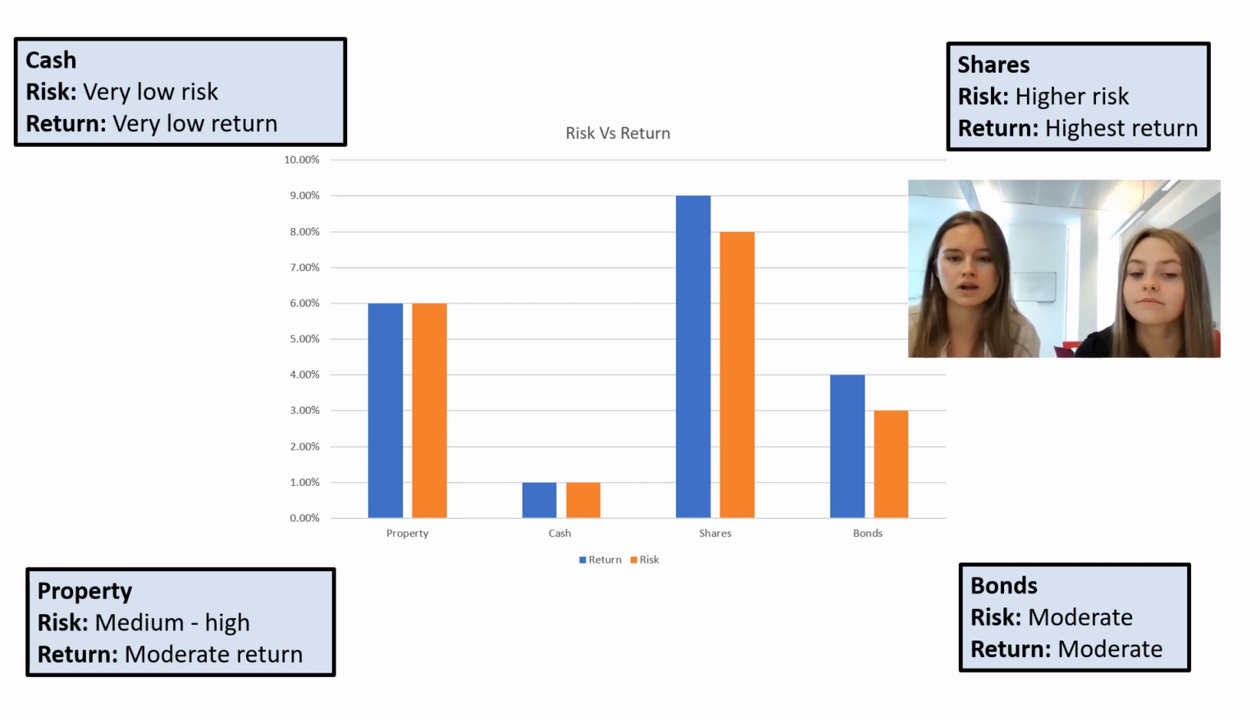And then just to summarize in each of the boxes around the side. Cash is low risk with low return. Shares is high risk with high return. Bonds is moderate risk, moderate return, and property is a medium to high risk with a moderate return.